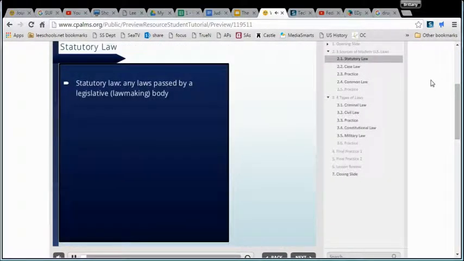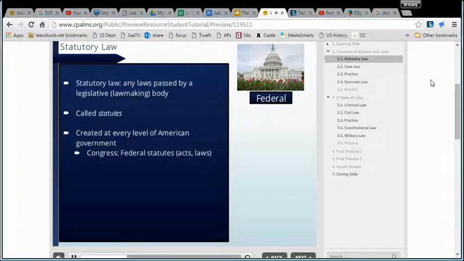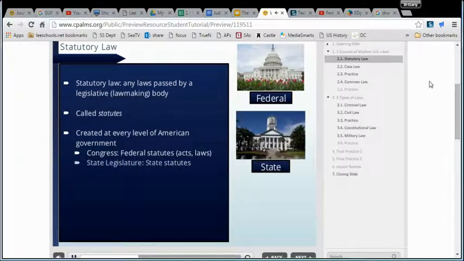Statutory law includes any law that is passed by a legislative or lawmaking body. These laws are called statutes, from which statutory law gets its name. Statutory law is created at every level of American government. Federal statutes, called acts or laws, are made by Congress in Washington, D.C. State statutes, usually just referred to as statutes, are made by state legislatures, like the Florida legislature in Tallahassee.